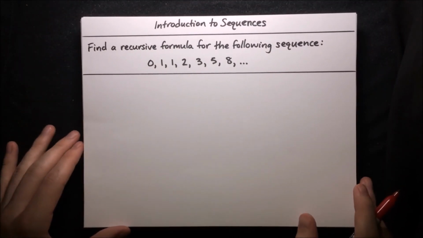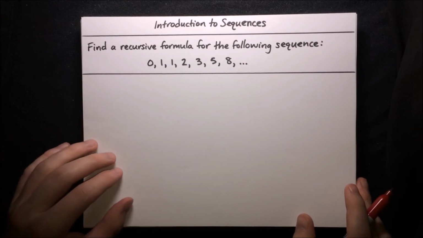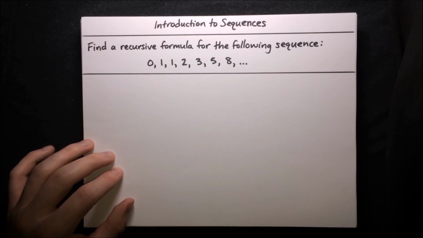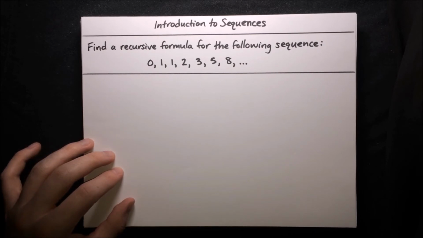Here's another problem. This time we want to work backwards. We want to find a recursive formula for the following sequence: 0, 1, 1, 2, 3, 5, 8. First, let's see if we can spot the trend in the sequence. Are we adding or subtracting by the same amount?